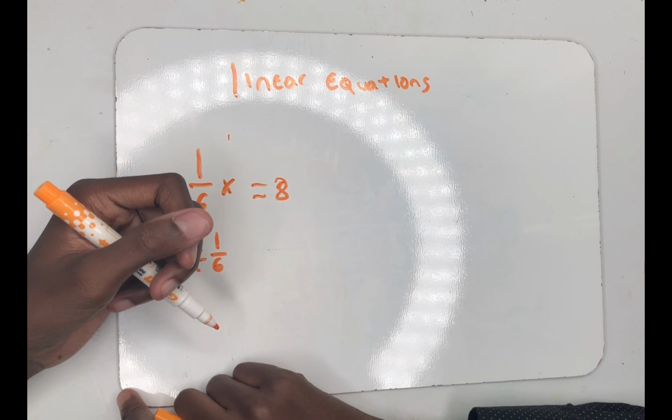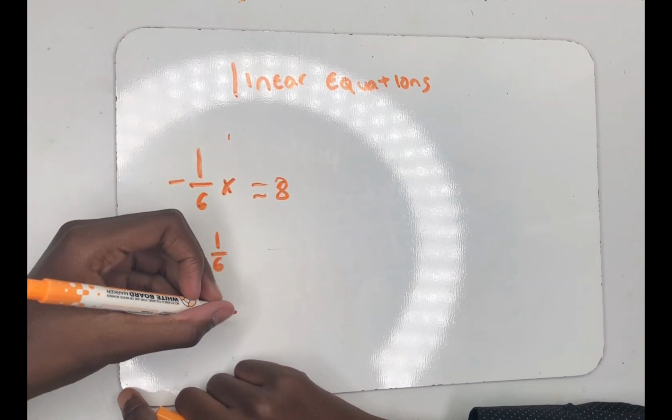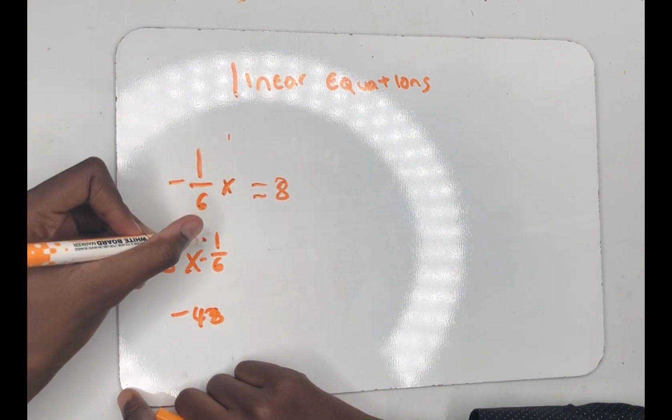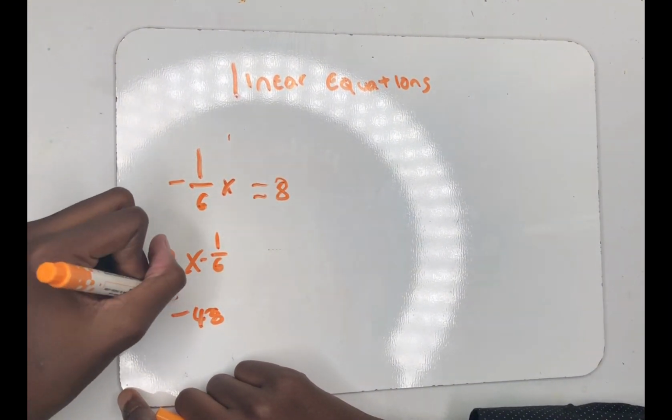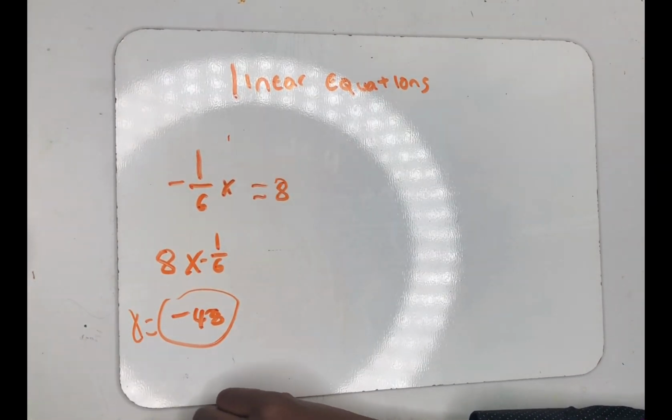So we're going to multiply this. 8 times -6, which would equal -48 times 1. There you go. X equals -48.